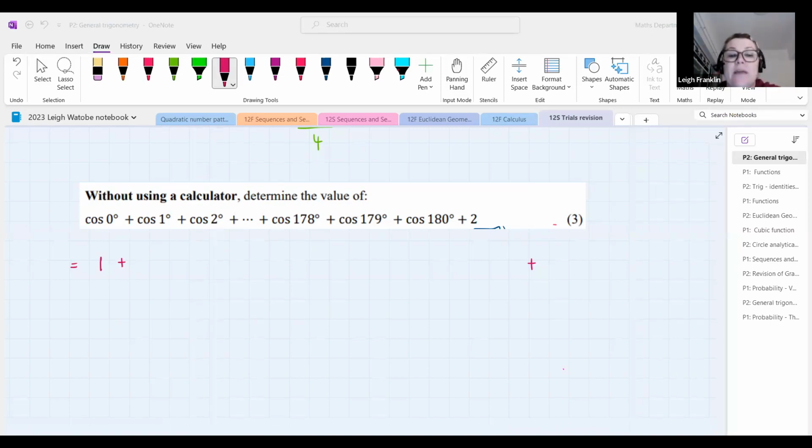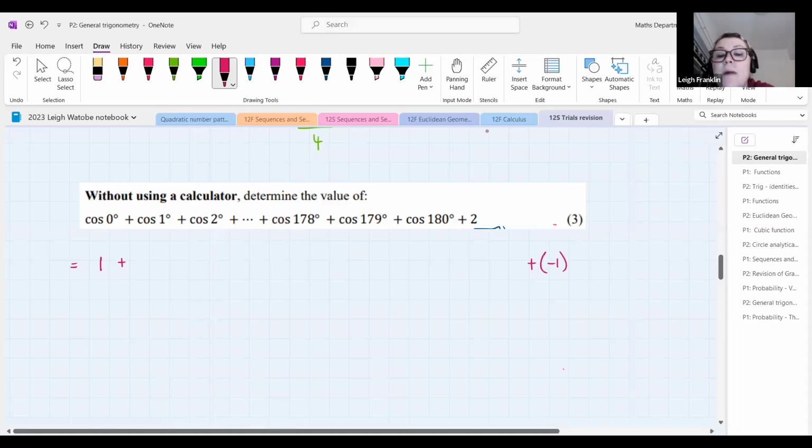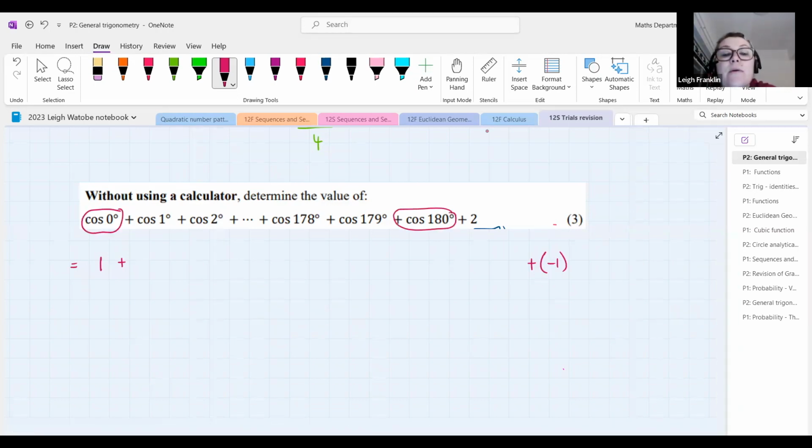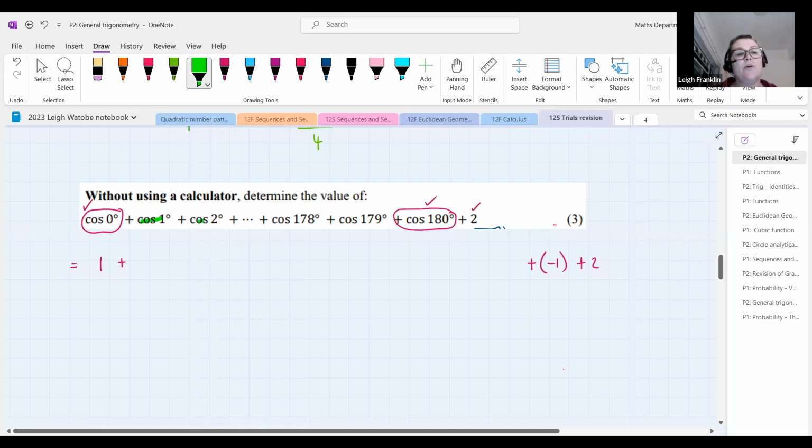Good, well done. So now here we're going to have a minus 1. This 1 at the beginning and this minus 1 over here are going to end up cancelling each other out. Plus we've got a 2 at the end. So we've dealt with the values that we know. We know about the cos of 0, we know about the cos of 180, and we've included our 2. What are we going to do with the other numbers that we've got? What are we going to do with the cos of 1 and the cos of 2?